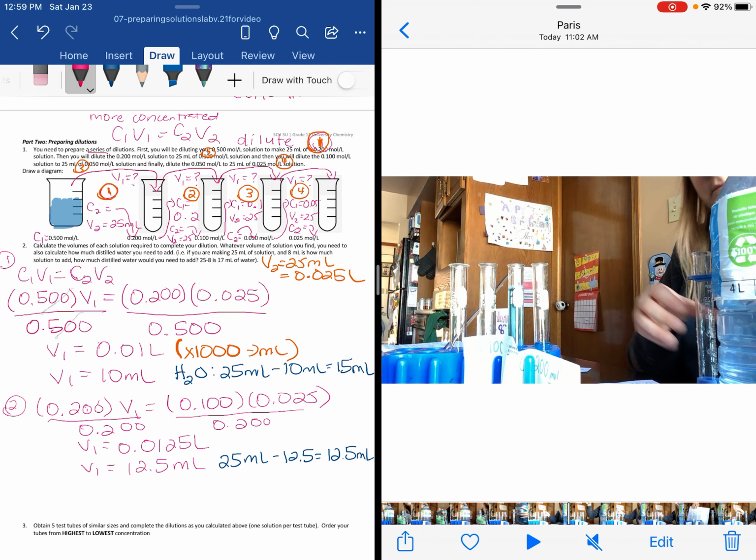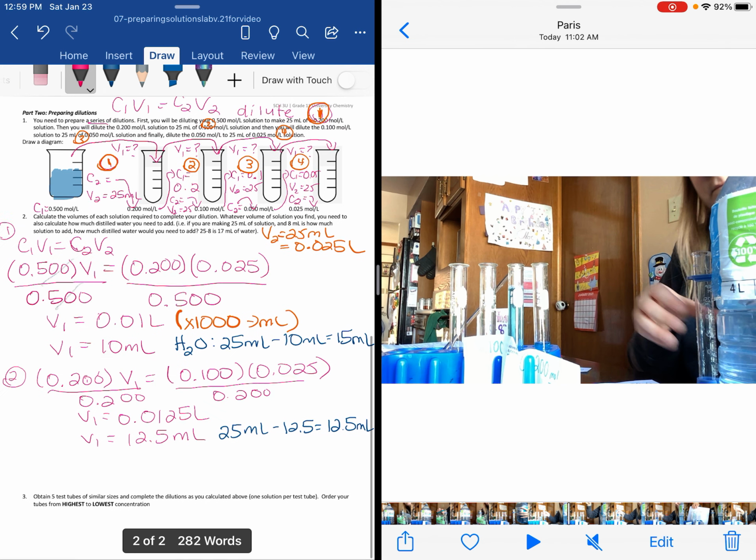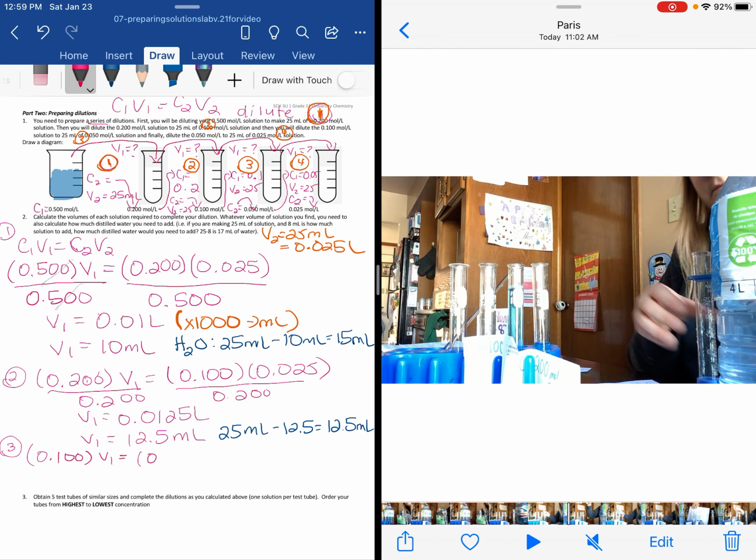Okay, so now let's continue and do dilution number 3. So now C1, if you look at number 3 up in our picture, C1 is 0.1. Our C2 is 0.05 and 25 milliliters. I'm really running out of room now. So I'll do 0.05 times 0.025, push equals, and divide by 0.1.